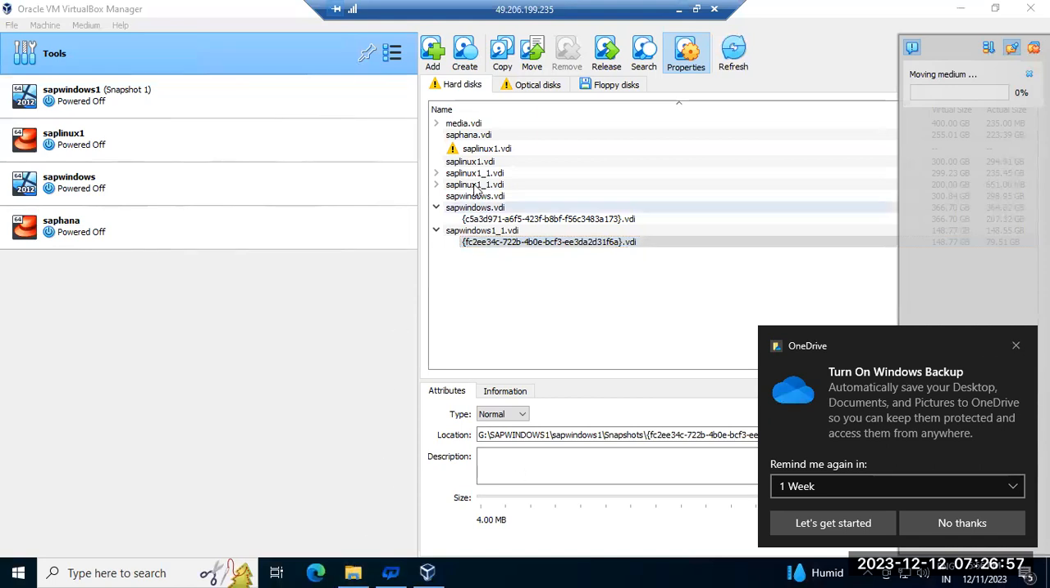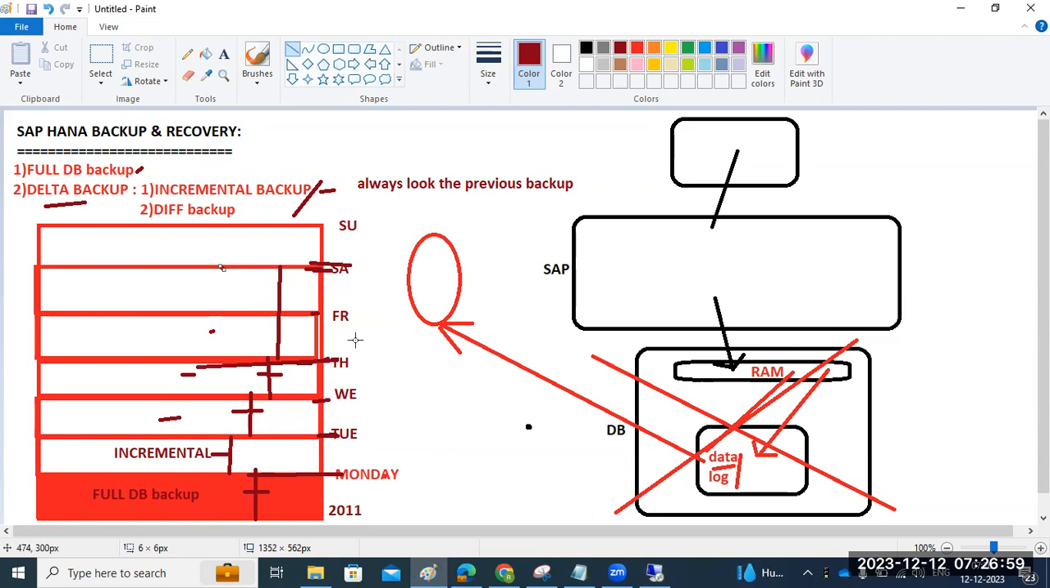That's why, while taking the backup, we have to carefully choose which backup we have to follow. In the organization also, some customers will take the full DB backup every day, or some customers initiate the full DB backup on Saturday or Sunday. The remaining days they will take either an incremental backup or a differential backup.